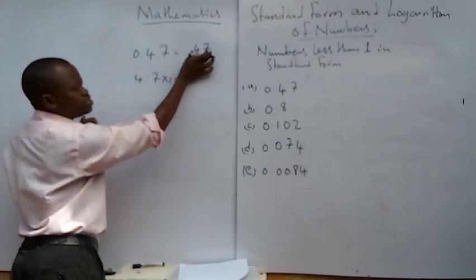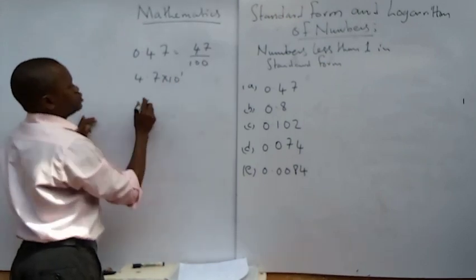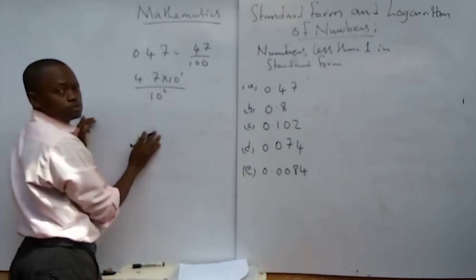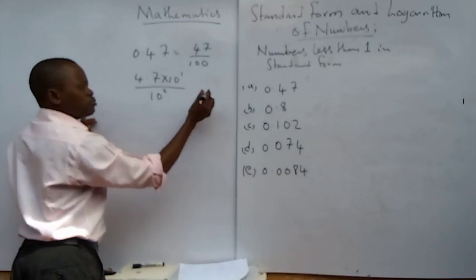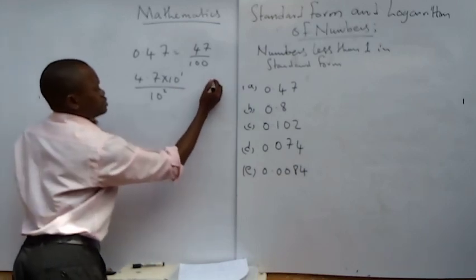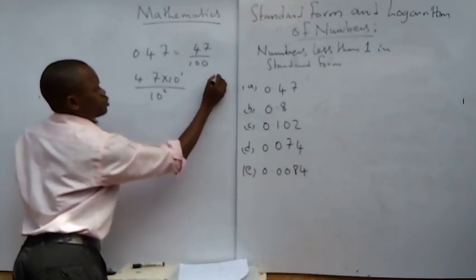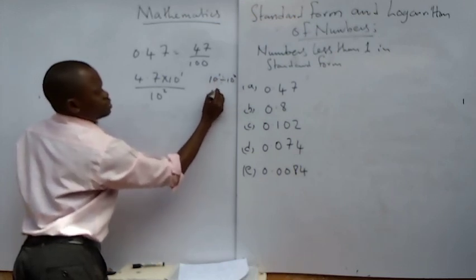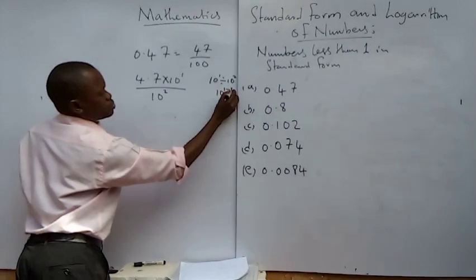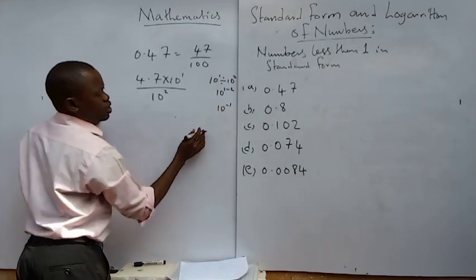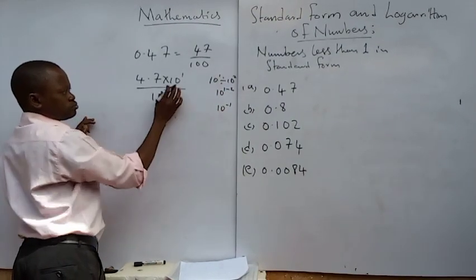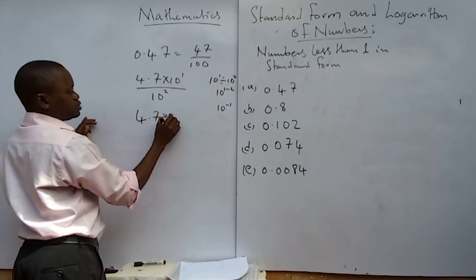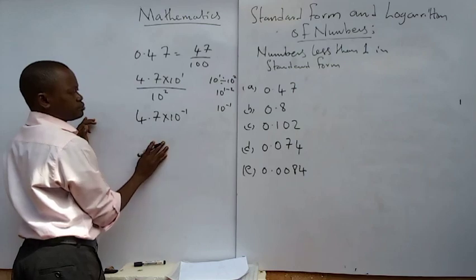Or you say number of digits minus 1, that would be the power of 10. So this is all over 10 raised to power 2. All right, now do you remember what we are saying in these indices? That if you have 10 raised to power 1 divided by 10 raised to power 2, you realize that this will be 10 raised to power 1 minus 2, which will give you 10 raised to power minus 1. So it then means that this is 4.7 times 10 raised to power minus 1.